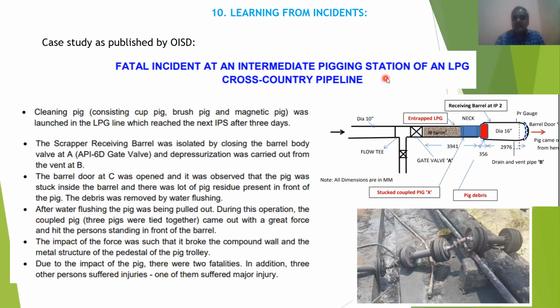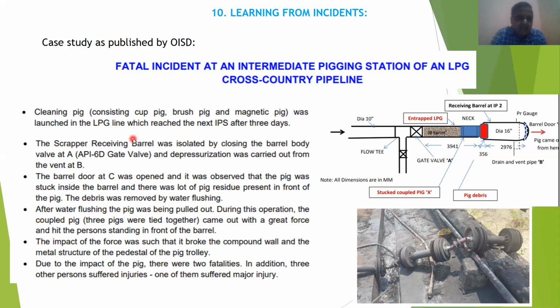An intermediate pigging station of an LPG cross-country pipeline. See, intermediate pipeline, receiving barrel, pressure gauge is here, barrel door, this is the neck, entrapped LPG, stuck pig, cross, pig debris. Pig debris. Now you go through this.